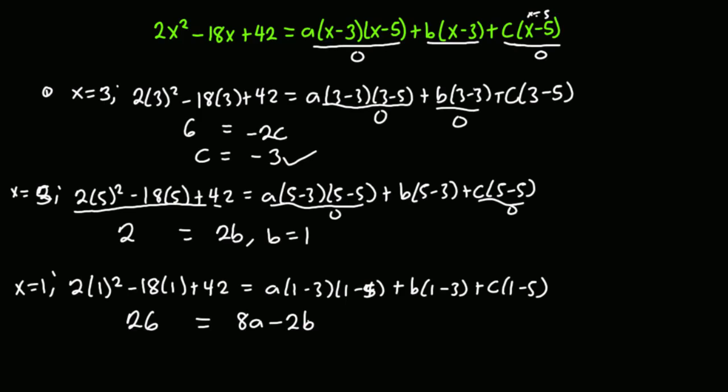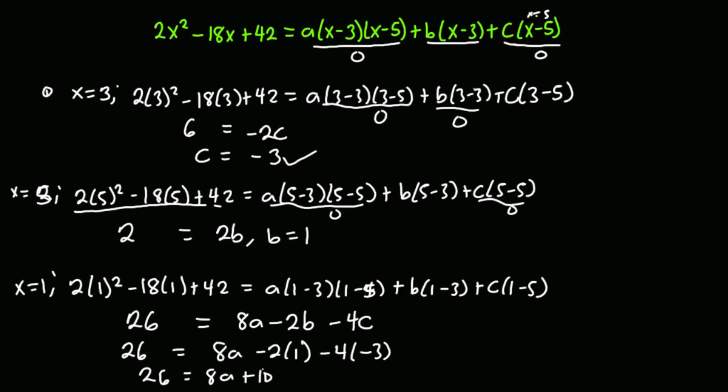Negative 2b. Then we'll get minus 4c. But we know that b is 1 and c is negative 3. And so we'll get 26 is equal to 8a. This will give us minus 2 plus 12. Minus 2 plus 12 will give us plus 10.